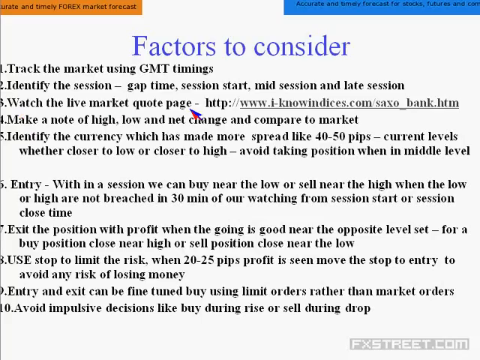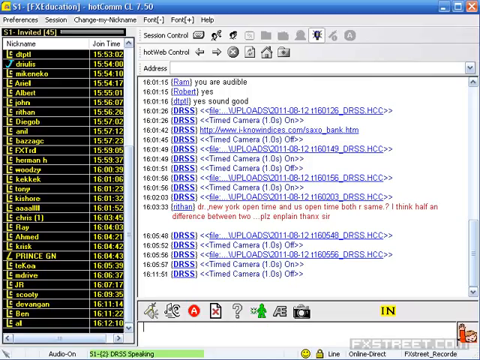Then use the live market quote page, which I have given as a link in the chat window. The same can be used. You can save it in your favorites and try to use it for our trading purpose. Then in the live market quote page, you come across first the bid, followed by the ask. Then you find the low and high set for the day. Normally each session you find the low and the high may or may not be altered. Today, for example, let me go back to the live market quote page.